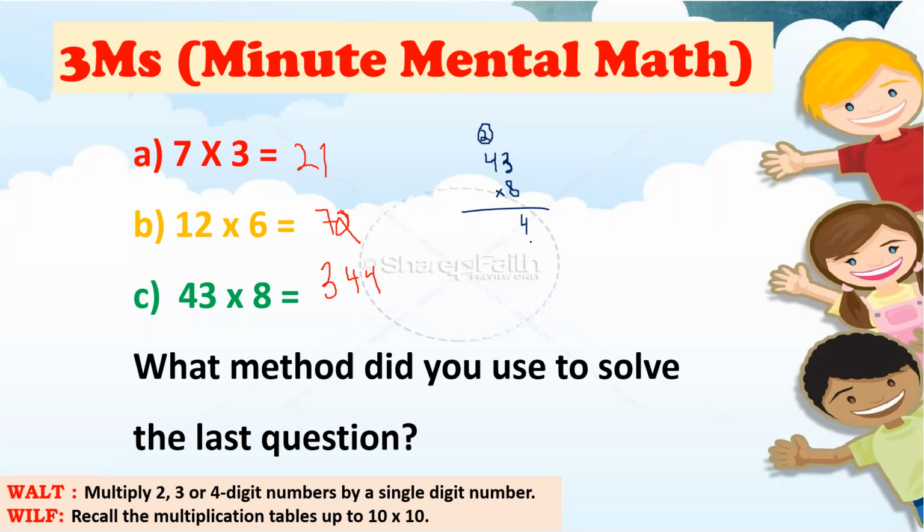Our 8 by 4 is how much? 8 by 4 is 32. 32 plus 2, the carryover, equals 34. So that's what makes our answer 344. Please, if you have any doubts, comment it down below so your doubt can be solved.